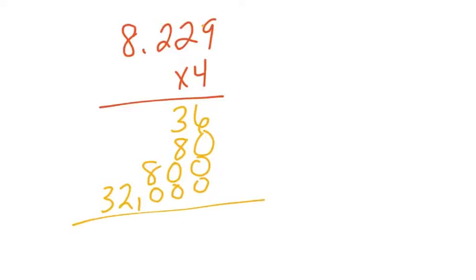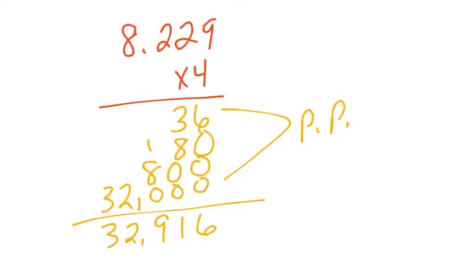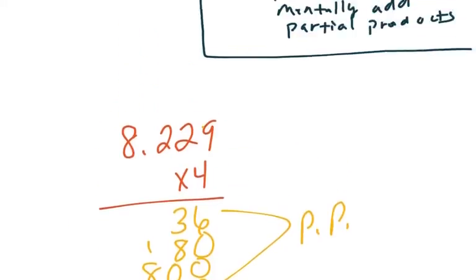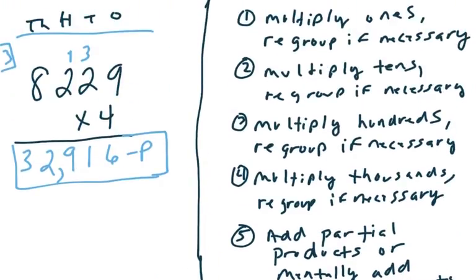And then we just add all of our partial products. 6 plus 0, 6 ones. This is 30 plus 80. That's 110. Regroup. 9. And then add. And we have a final product of 32,916. And believe it or not, it matches what we have up here.